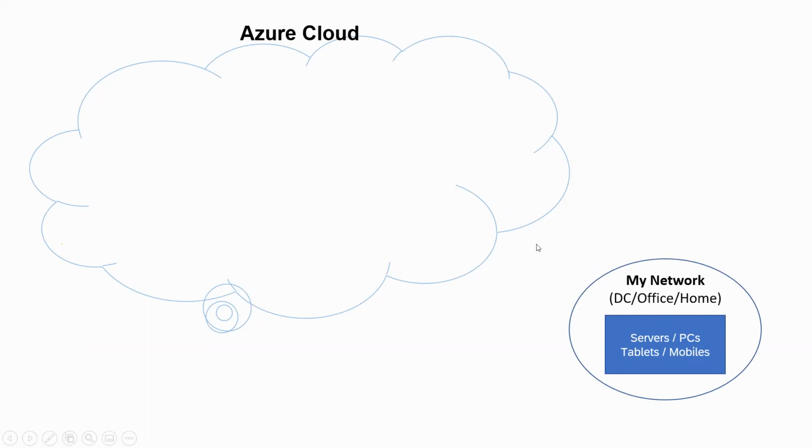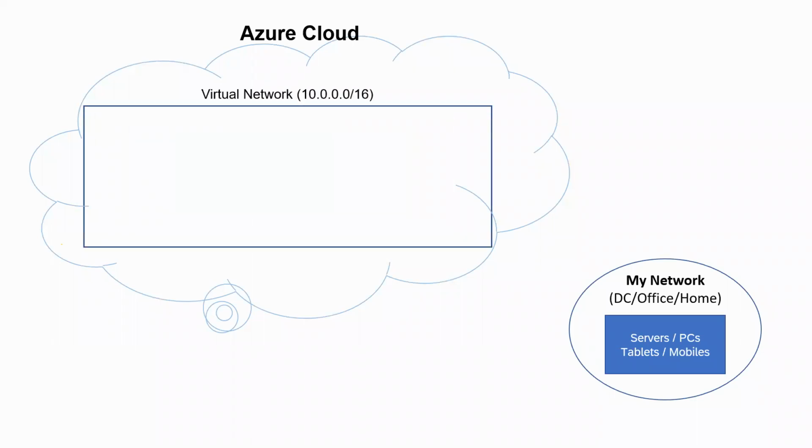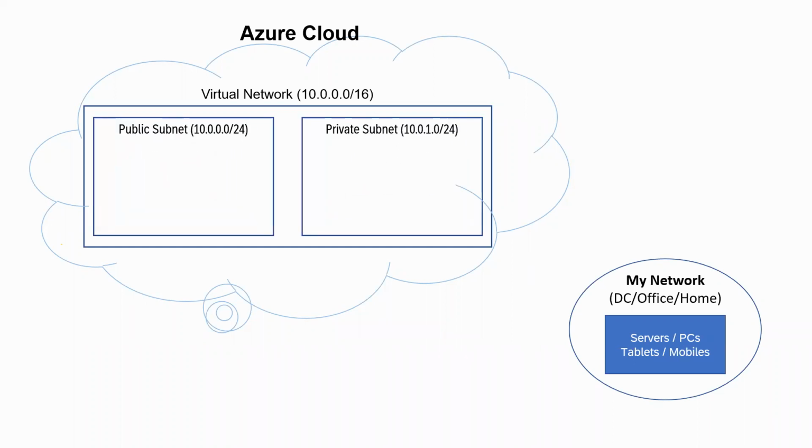So how will you communicate with the PCs which are there in your cloud network? Now in your cloud network, this is your virtual network. You have set up a virtual network with the network address 10.0.0.0/16. Under this network address, you have created two subnets.